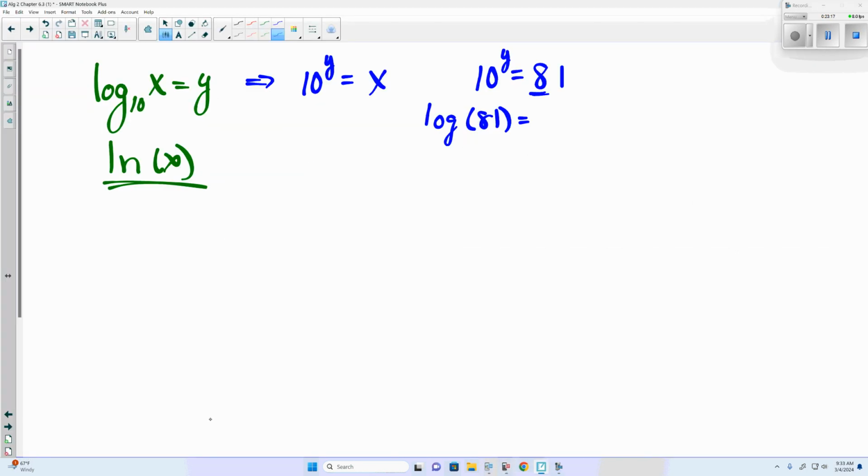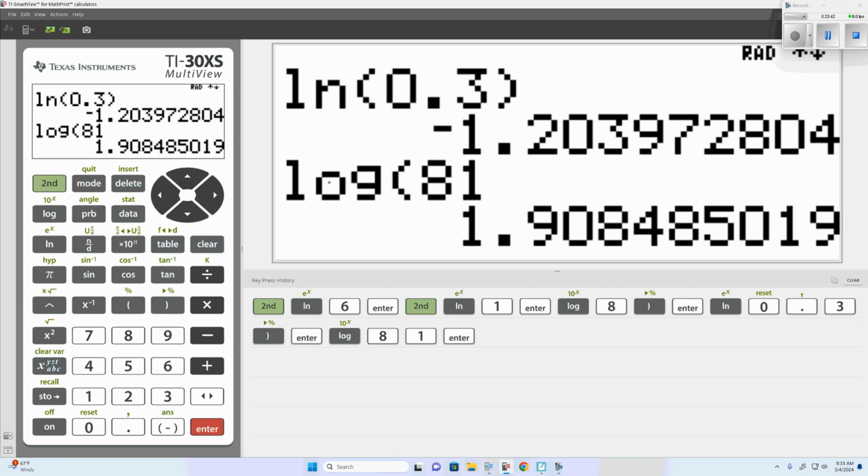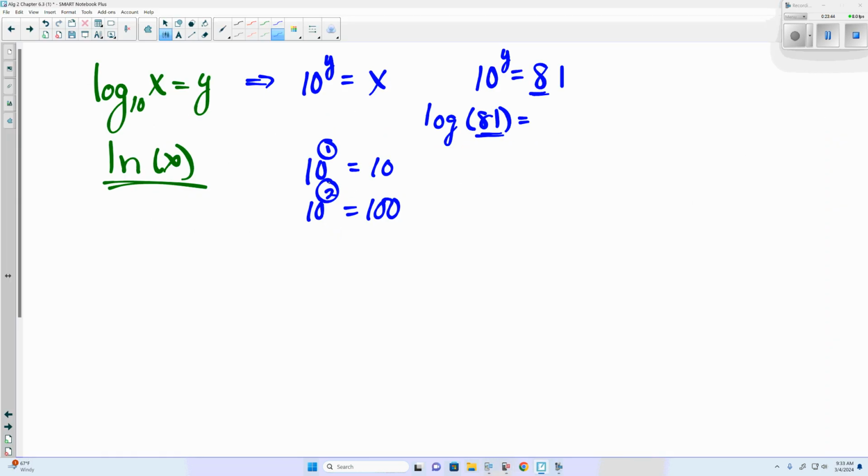Because 10 to the first is 10, 10 squared is 100. This is just interpreting the answer. Because whatever number is put into the log, since it's between 10 and 100, the answer should be between 1 and 2. But that's neither here nor there.